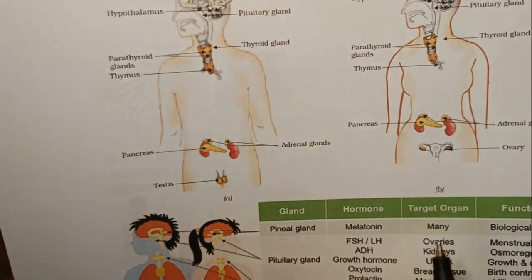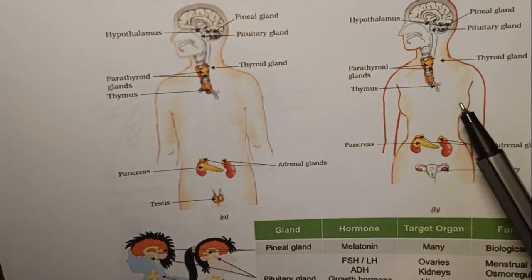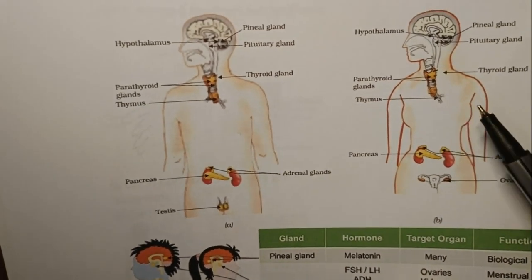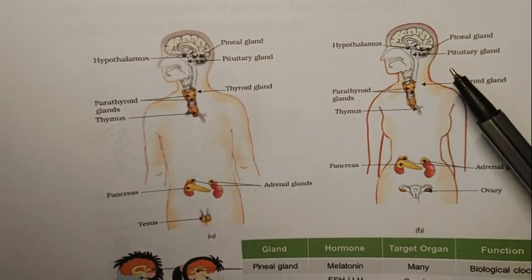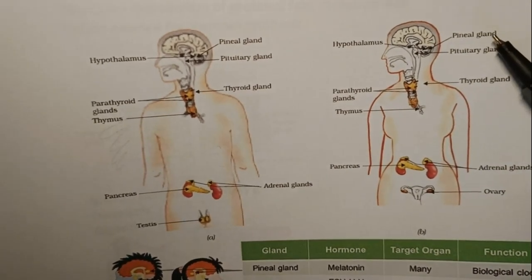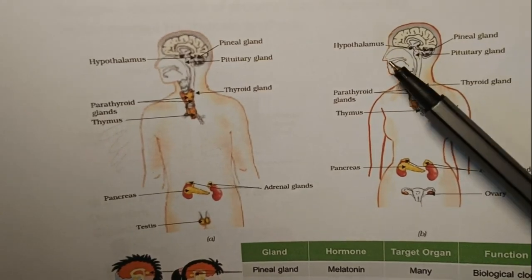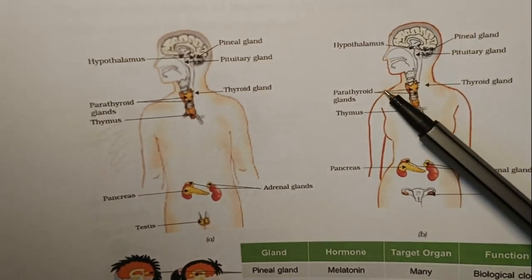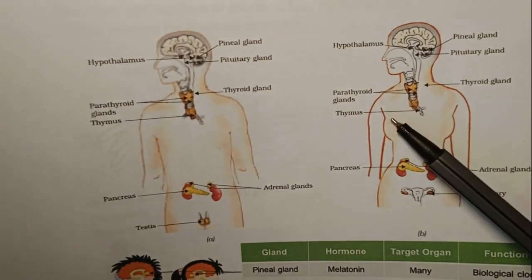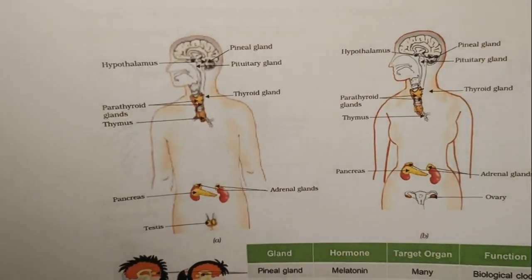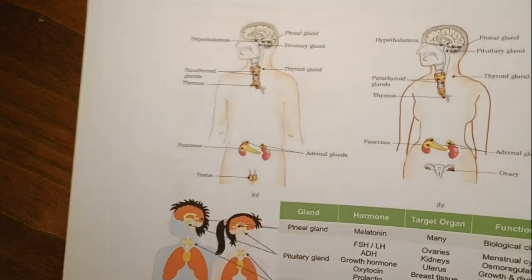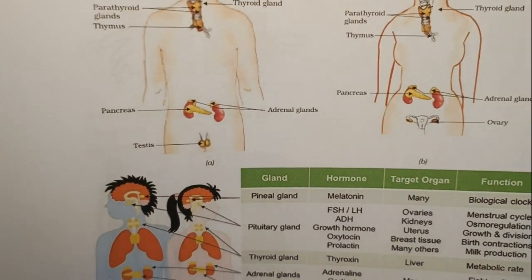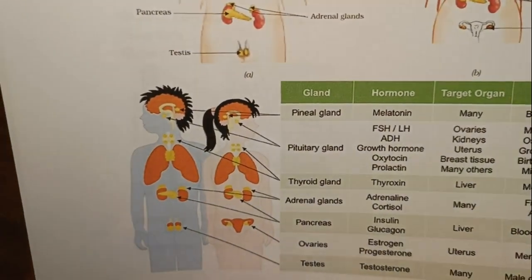There are other glands as well. They are also important, but not for your stage. You don't need to remember them in too many details, such as pineal gland, hypothalamus, parathyroid gland, and thymus. These are other glands, endocrine organs, but you don't need to remember them in great details, okay? So we'll go through a few of them and find out what their functions are.